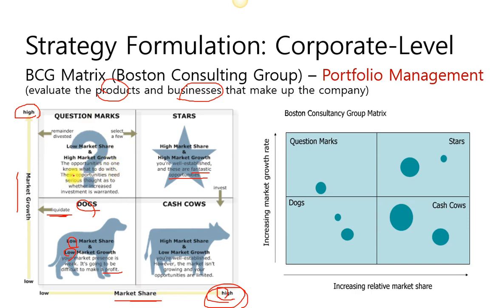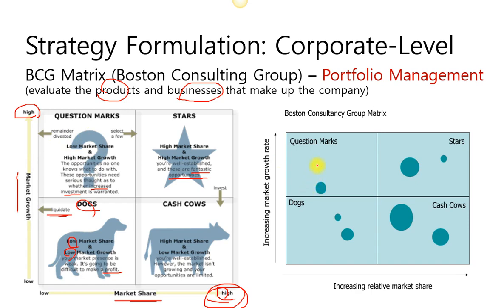The opportunities no one knows what to do with. These opportunities need serious thought. Yeah, because the market is growing, but you have a low market share. As to whether to increase investment, the reason why there's a question mark is that it is growing, but you have a low market share. So in order to increase market share, you need money, investment. You have to do marketing, you have to do more R&D because it's growing. So that's why it's a question mark.